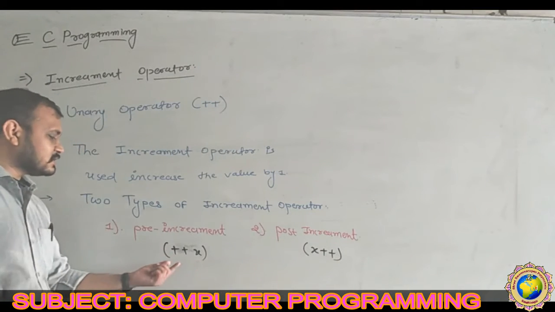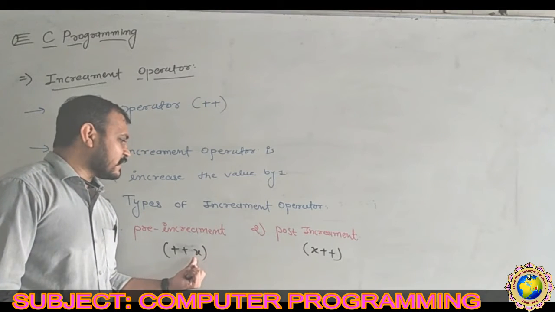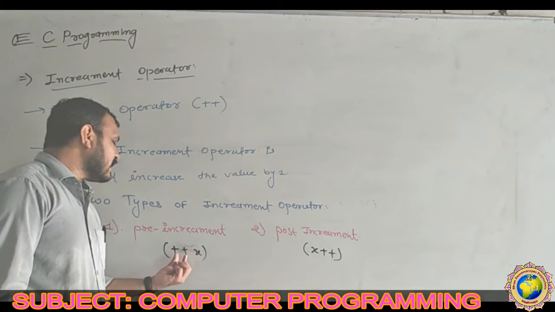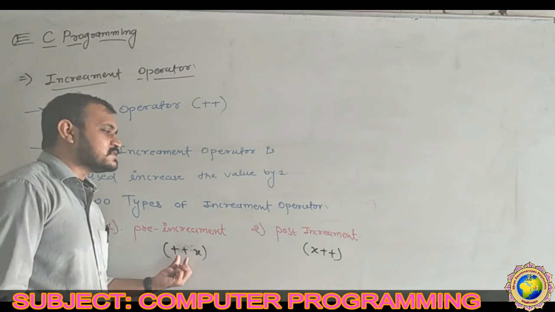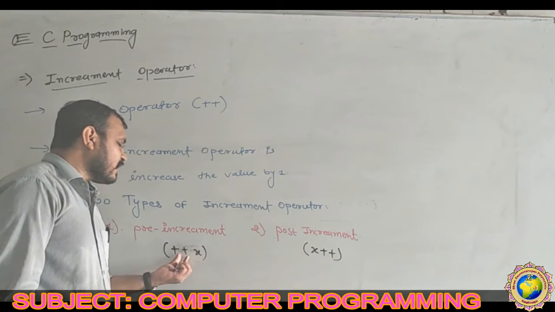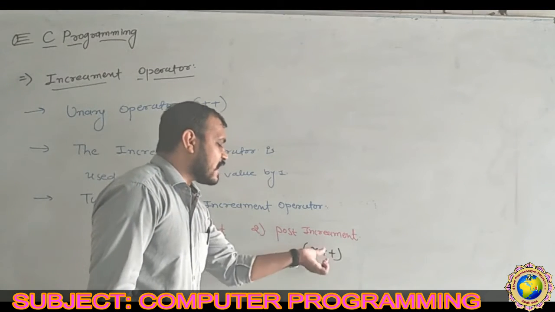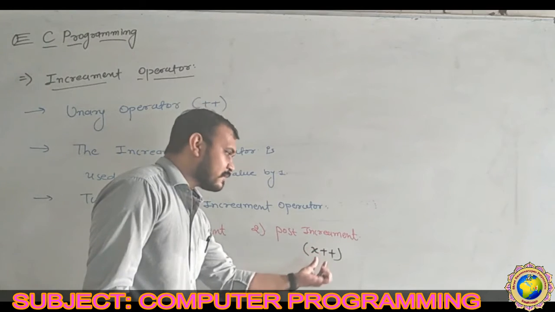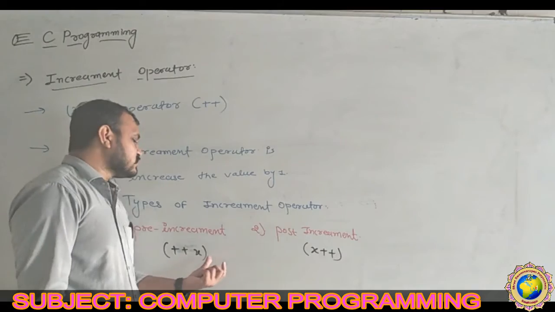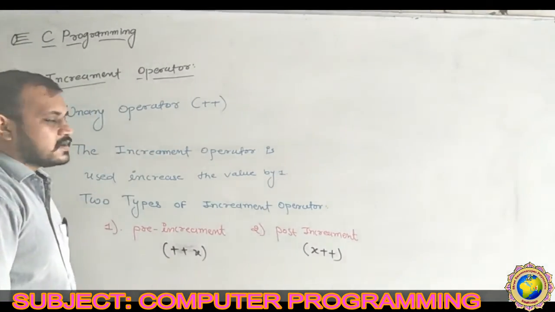It means this is the variable x. You can take any variable instead of x, but the place of the plus is important to decide which one is the pre-increment and which one is the post-increment. When the plus is in front of x, it is a pre-increment, and if the plus is after the particular variable, then it is a post-increment. So this is the pre-increment and this is the post-increment. Let's understand with an example so you can understand it better.